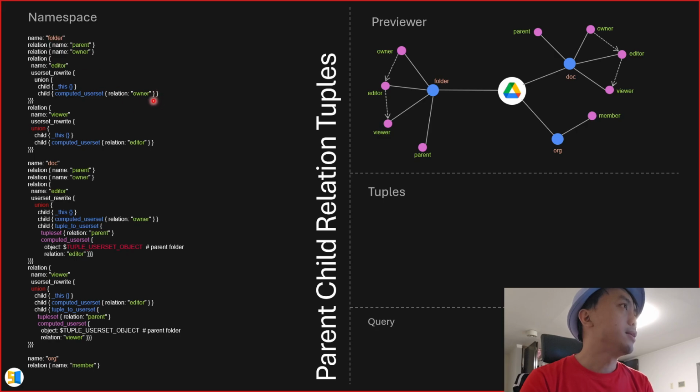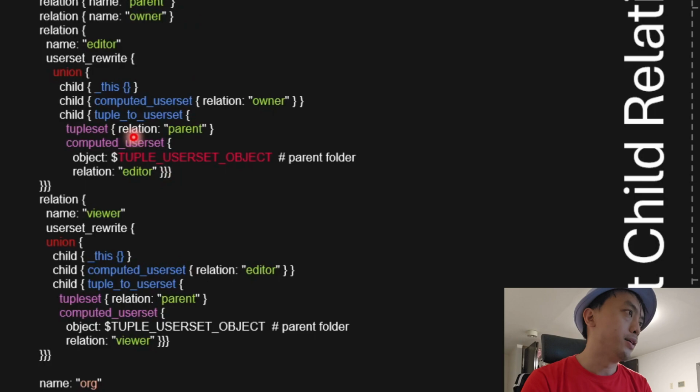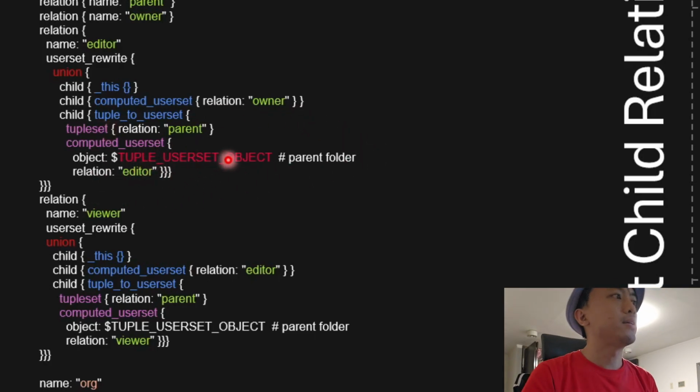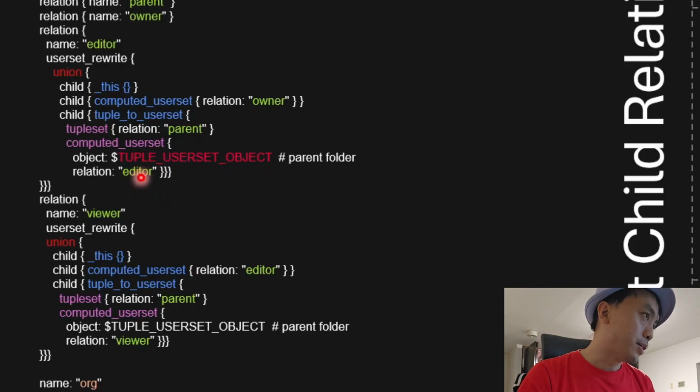So we are going to use these parent relations to link a parent relationship between folder and document. If you see the configurations on the left, you can see the folder namespace. There's a parent relation, and the document namespace also has a parent relation. There is a new condition under the union, tuple to user set, and this condition enables us to create that parent-child relation. So basically we say that if you have editor access to the parent folder, you will also have editor access to the document namespace. Okay, that's how we read these namespace configurations.